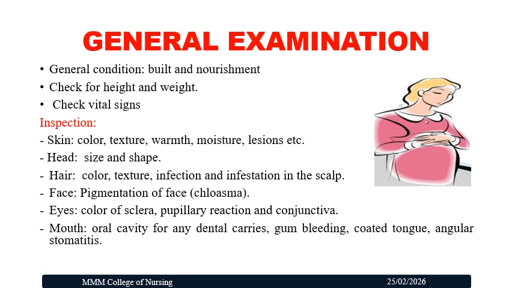Head size and shape, hair color, texture, infestation in the scalp. Then face, pigmentation of face. Usually during pregnancy, the mother will develop chloasma in the face, a butterfly, mask-like appearance in the cheek. Then eyes, color of sclera, pupillary reaction and conjunctiva. Mouth, oral cavity for any dental caries, gum bleeding, coated tongue, and angular stomatitis.